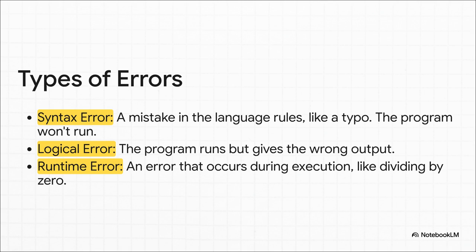Next is a logical error. Ooh, this one is sneaky. The recipe runs just fine, no crashes, but the final dish is all wrong. You accidentally used salt instead of sugar. The steps were followed, but your logic was flawed. And finally, there's a runtime error. This is when the computer is halfway through the recipe and runs into an instruction that's just impossible, like divide this cake by 0 people. The whole process just grinds to a halt.